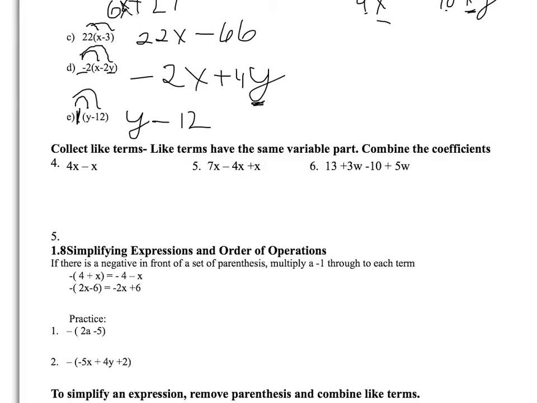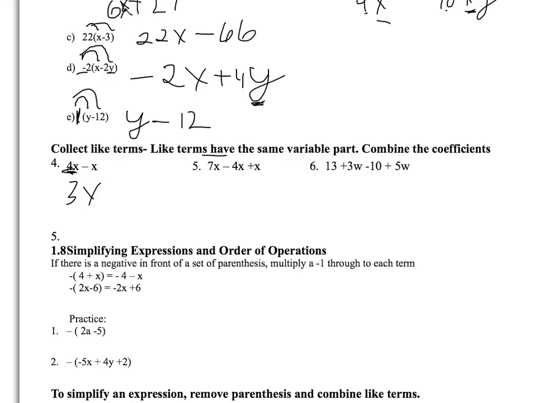So, last thing we have going on here is we are going to combine some like terms. Now, like terms have the same variable parts. To do this, we just add the coefficients together. Now, a coefficient is the numerical part of the term. So this 4x, 4 is the coefficient, x is the variable. Here, the 7x, 7 is the coefficient, so we do that. So here, if we have 4x and we take 1x away, 4 minus 1 is 3. So that's 3x.